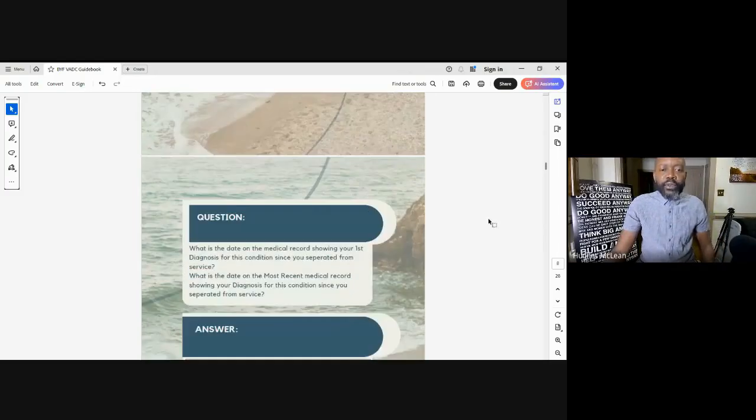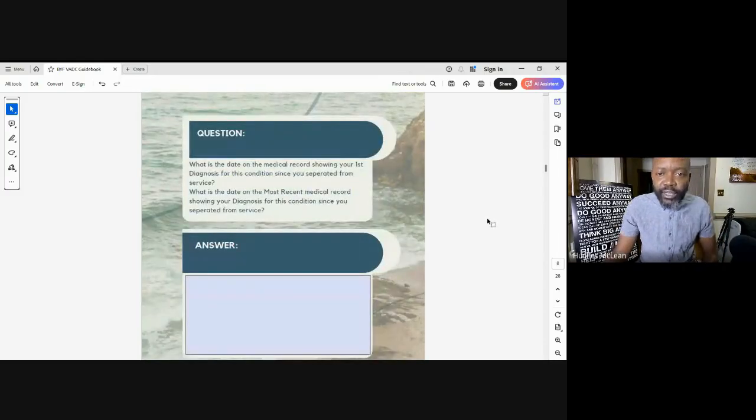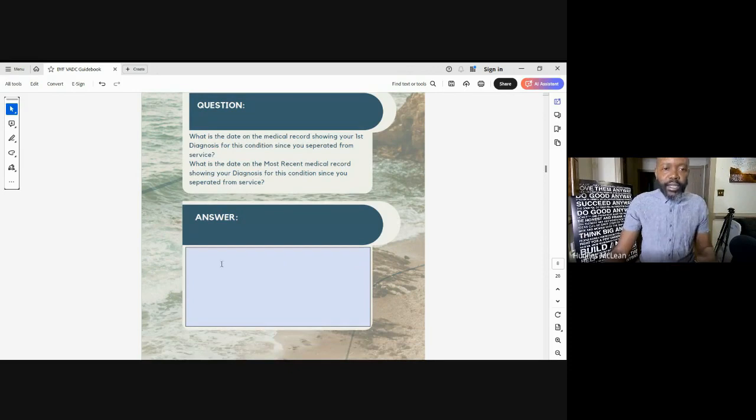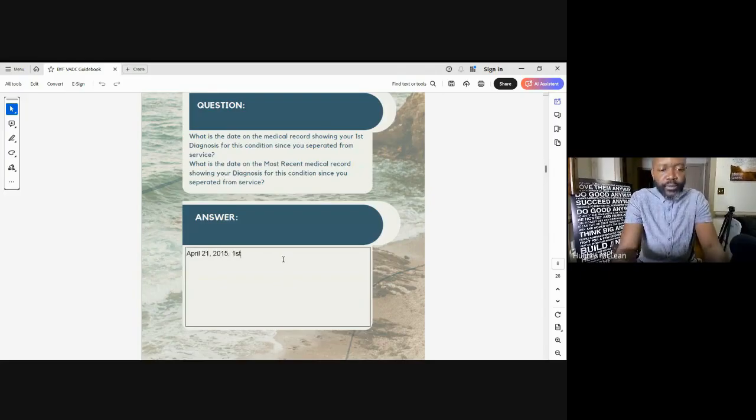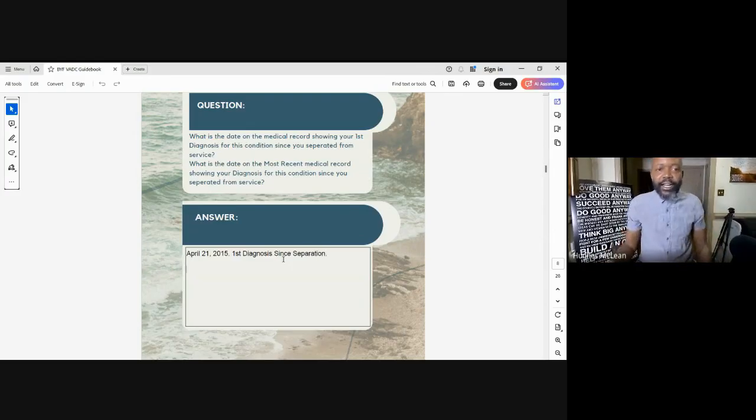Question number 4. What is the date on the medical record showing your first diagnosis for this condition since you separated from the service? 2015. So we'll go April 21st, 2015, first diagnosis since separation. I'm going to spell separation. Let's see. I think it's like that too. Separation. All right, now we out here.